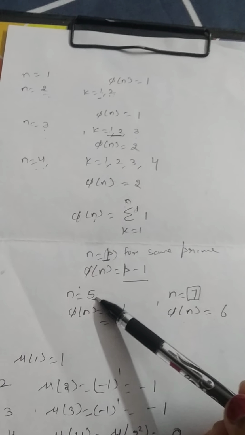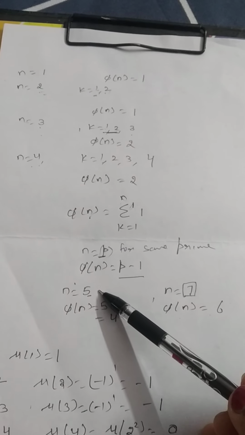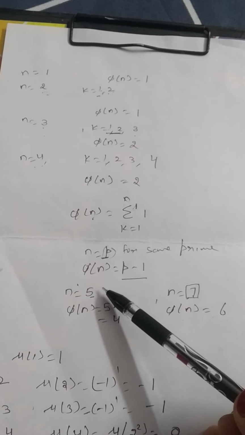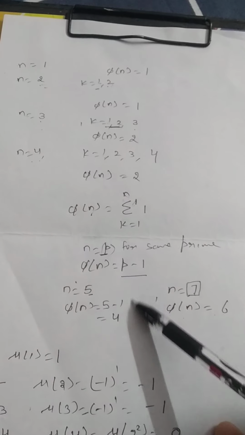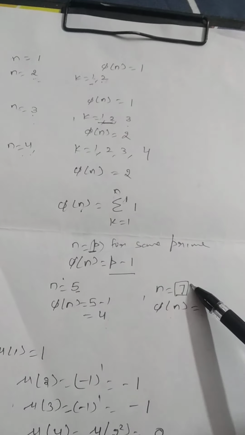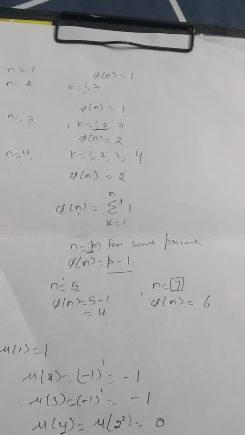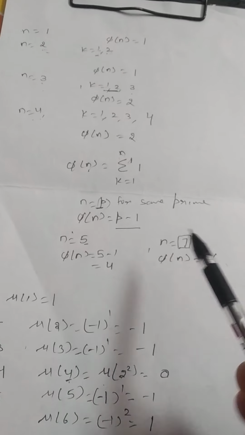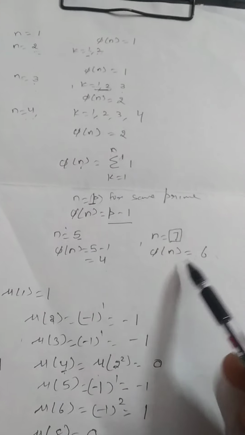Out of these 5 integers, only 5 is the integer that is not co-prime to 5, and the other 4 integers are co-prime. So, phi n will be 5 minus 1, that is 4. Similarly, if n is 7, you can directly say phi n will be 6, because with a prime number all are relatively prime except itself. So, we have to subtract that, and the answer will be 1 less than the number. So, phi n will be 6.